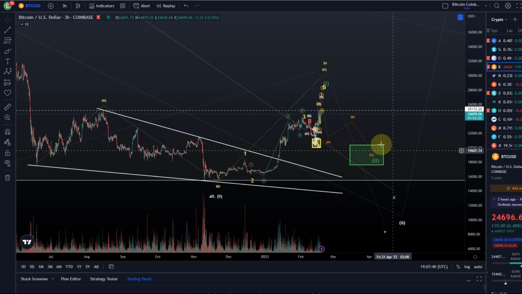But if we hold this support area, then we can say the bear market has most likely ended. That's when we get confirmation. Confirmation is not certainty. Be aware of that as well. But yeah, this is sort of going to be my strategy.